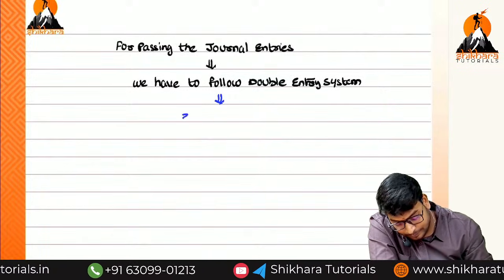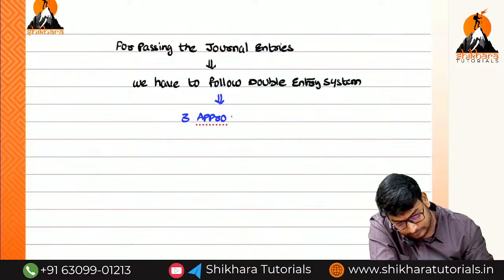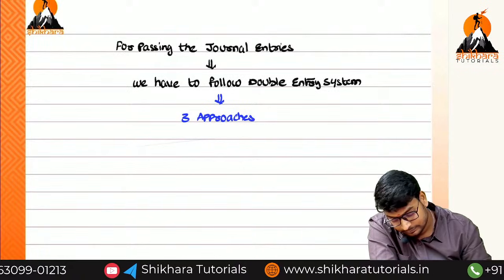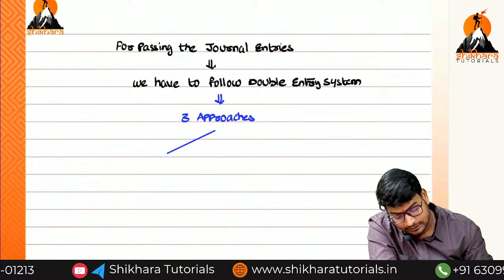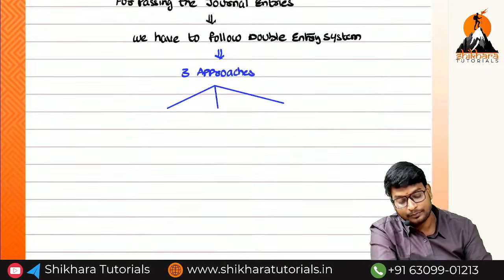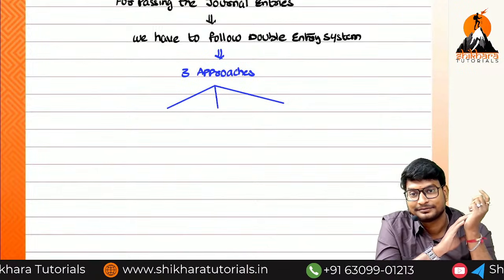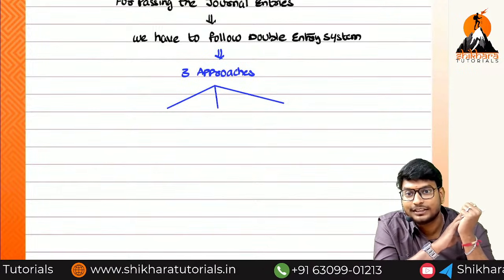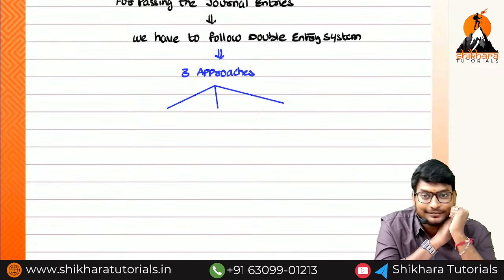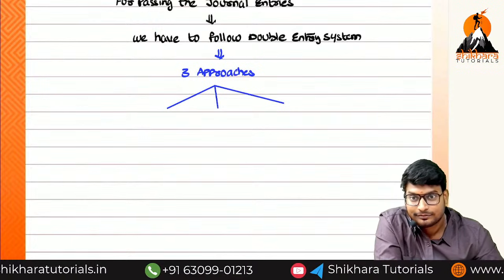We have 3 approaches. What are the 3 approaches? I am asking you, students. You have told only one approach or 2 approaches, but by the end we have 3 approaches. Now what are the 3 approaches? Vishnu, what is your name? Ashwant, how many approaches are there? 3 approaches, okay. Which approach have you followed for passing the journal entries?